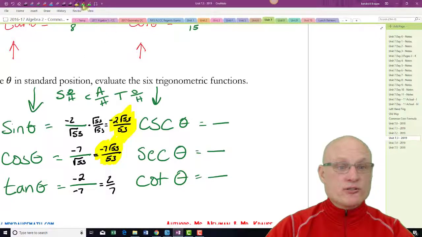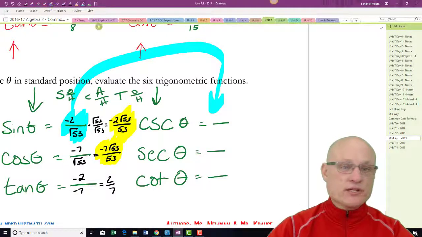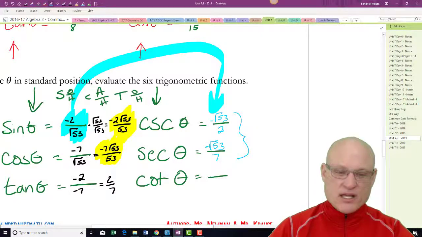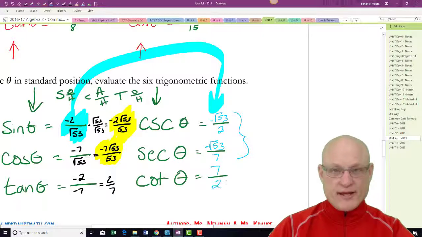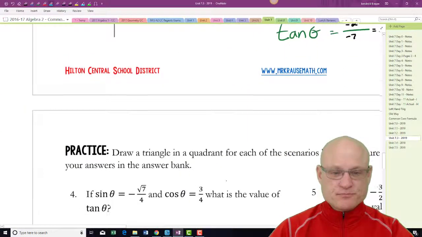I'm actually going to take the reciprocal of this for this one. So in this particular case, I get the square root of 53 over -2. We'll put the negative in the numerator. Or the square root of 53 over -7, but we'll put the negative in the numerator. Do you see how taking the reciprocals of the originals was a little bit easier? And then this is just 7 over 2. What do you think? Not too bad, right? All right, let's see what else we got.